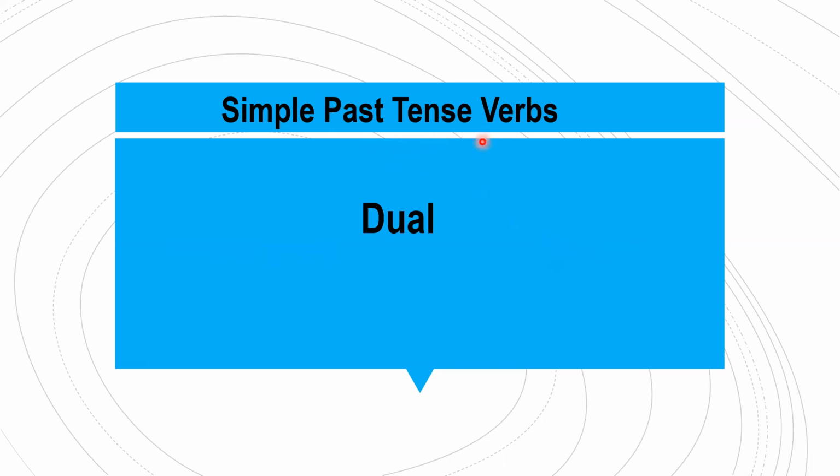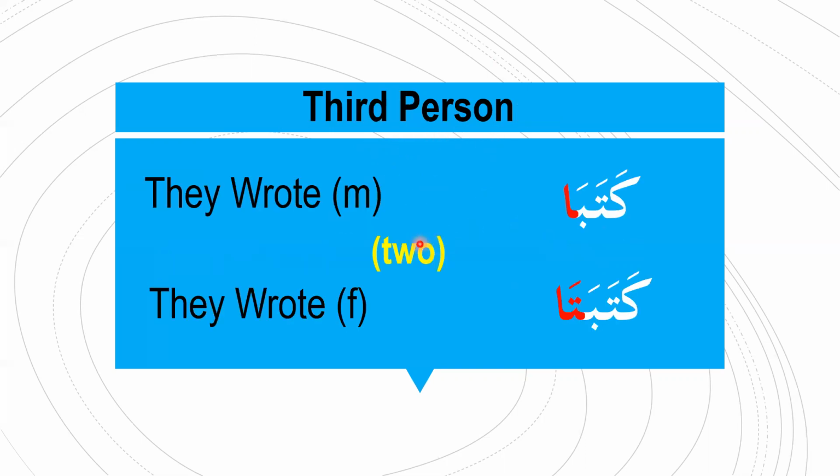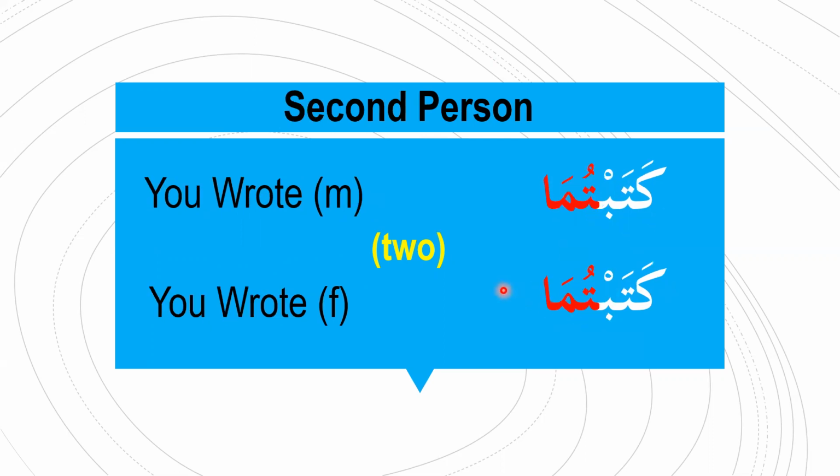So again, the past tense verbs for two people, dual. So they wrote, for masculine, we'll say kataba, we'll just add the alif, kataba. For they wrote, for feminine, we'll say katabata. So kataba stays the same, just as that. And here we'll put ta, fatha and alif, there we'll just have alif. So that's the difference here for the third person.